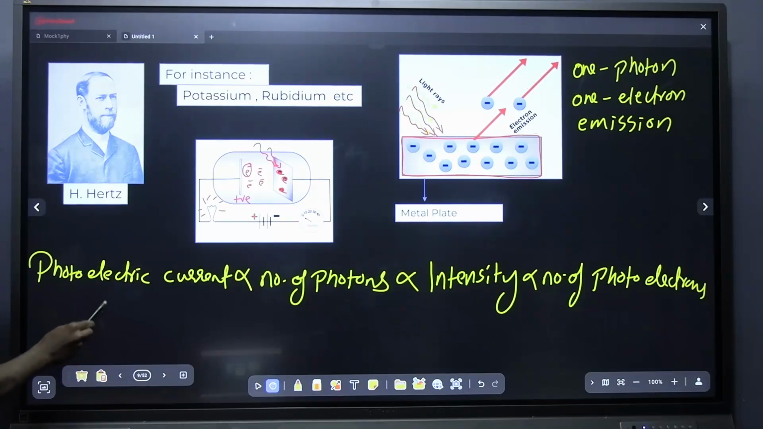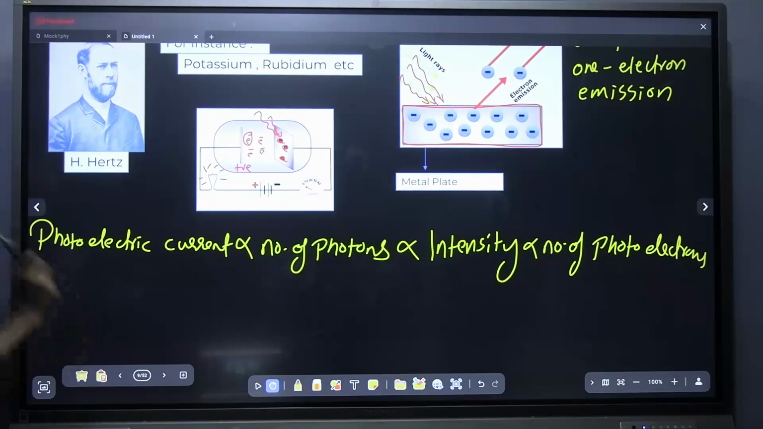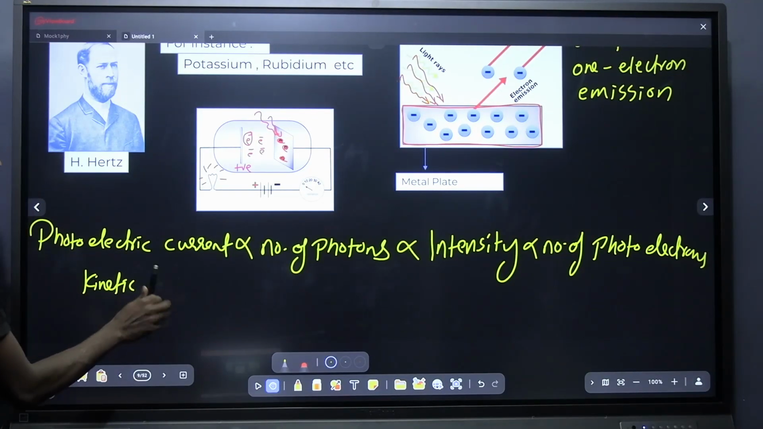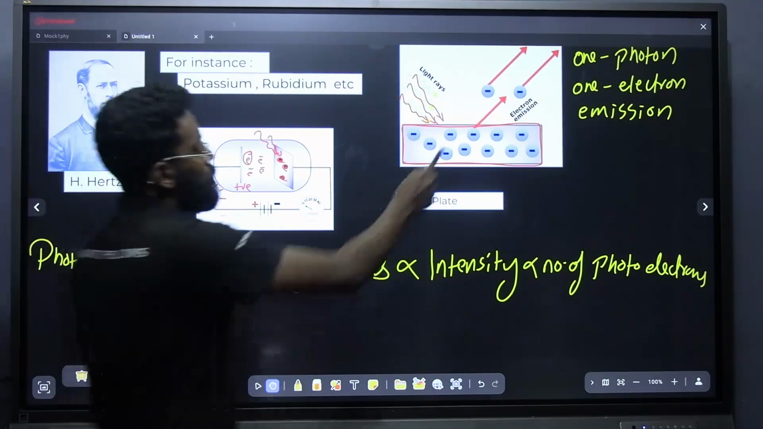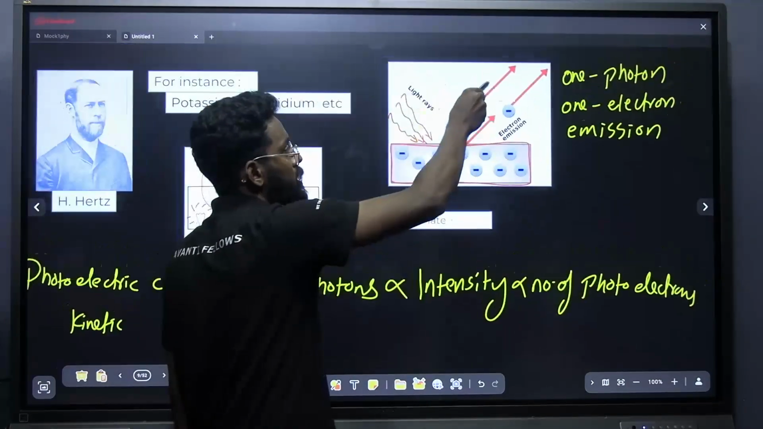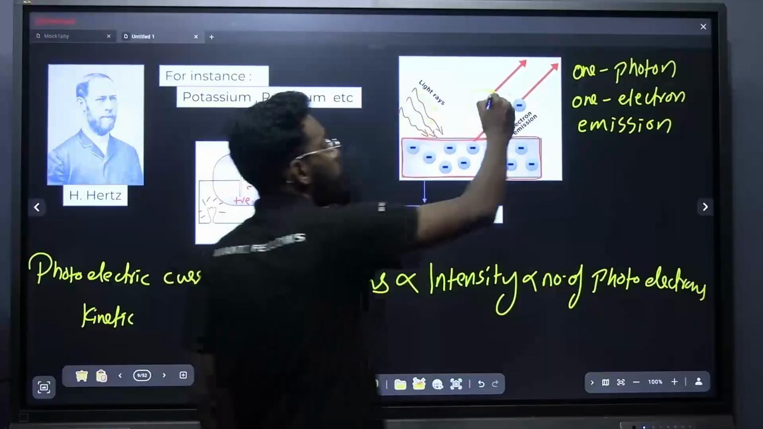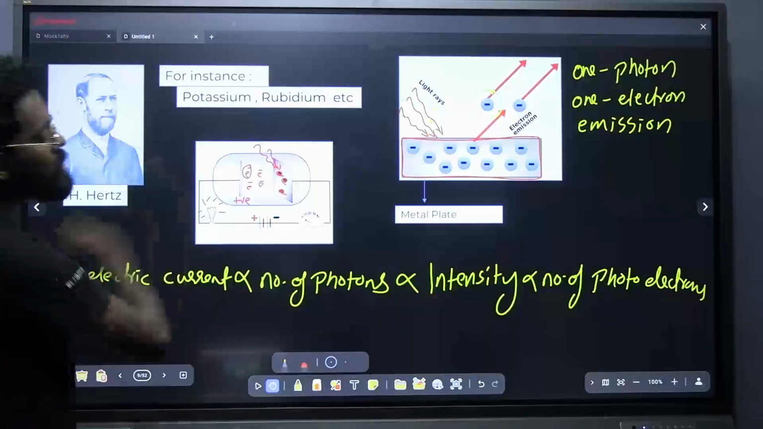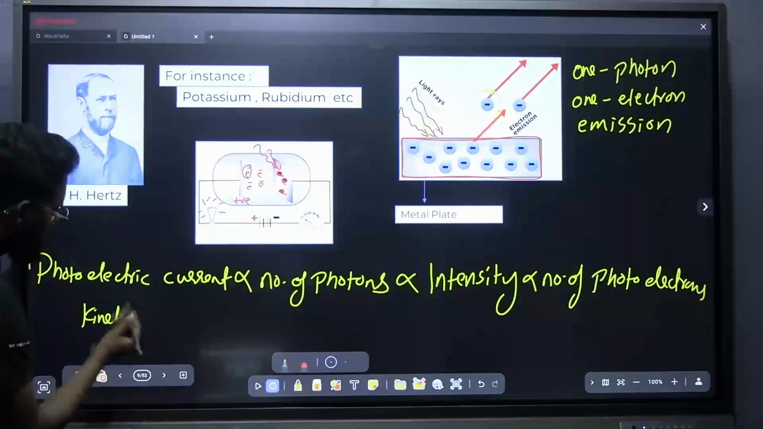Now my next question is, how can we increase the kinetic energy? Kinetic energy means what? Electrons will be ejected, and this ejected electron will move with some kinetic energy, and the kinetic energy of this ejected electron I can increase. How can I increase it?